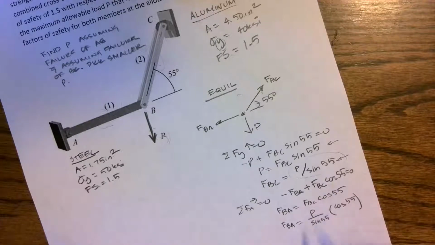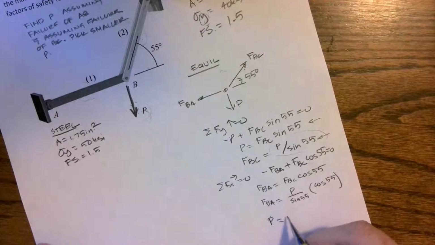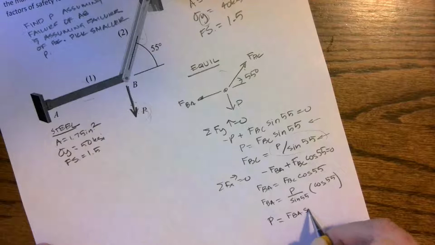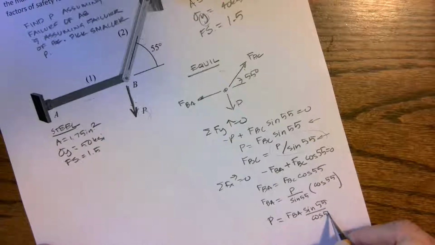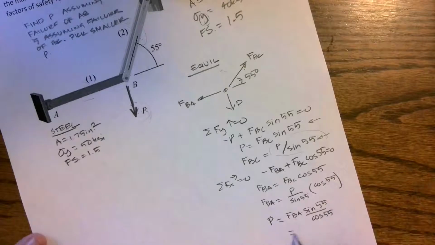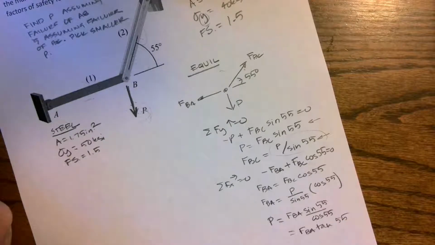And we can rewrite it in terms of P as well. So we already have that equation set up when we have to back calculate. So P would be FBA sine 55 over cosine 55. And if you like math, that's just tangent of 55. Okay, so we have that done.